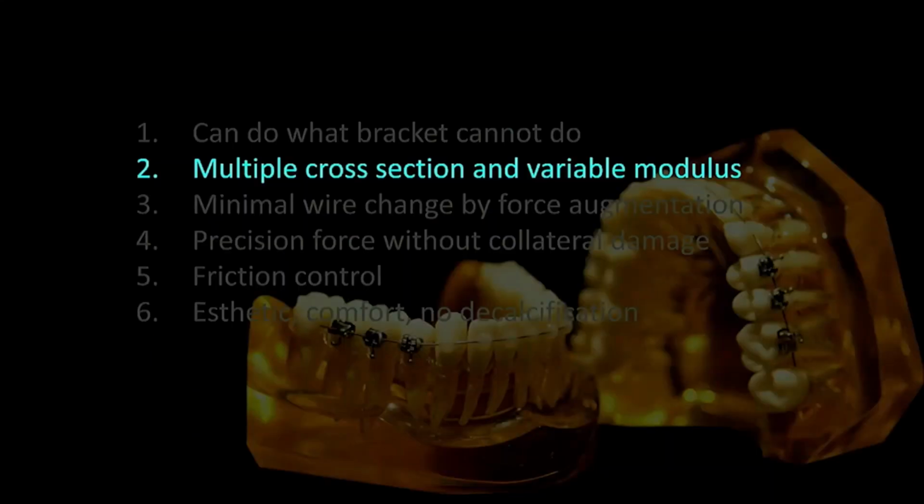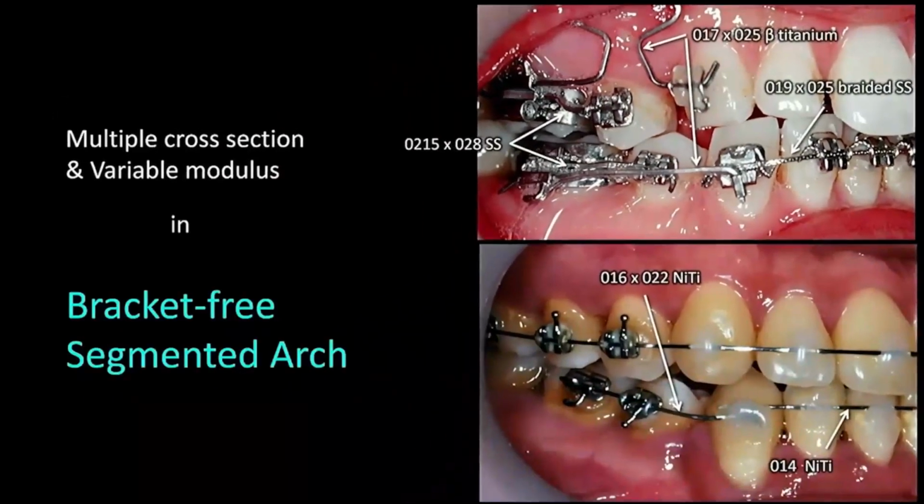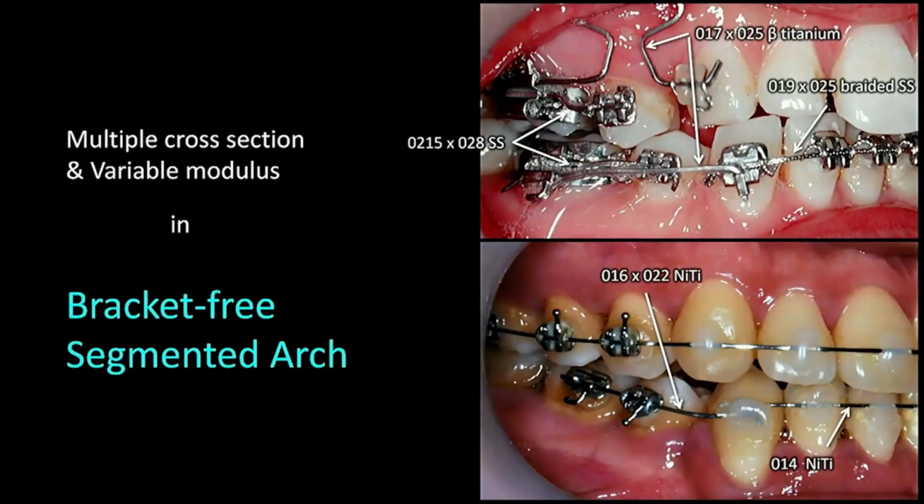Multiple cross-section and variable modulus. In the traditional segmented arch, multiple wires are connected by special attachments such as double buccal tube or canine brackets with auxiliary vertical tube. On the other hand, in the bracket-free, the entire clinical crown serves as an attachment. Various wires are used to apply customized variable forces.